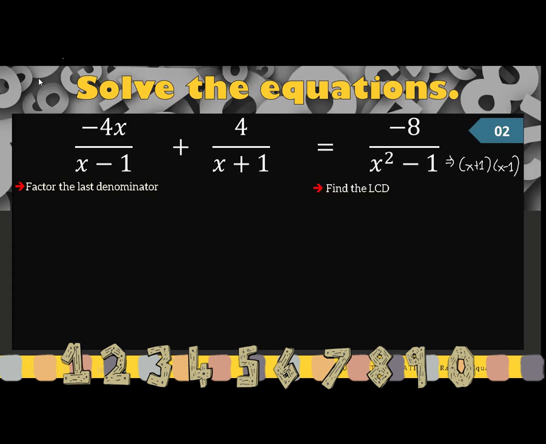Now, after factoring the last denominator, we need to find the LCD. For our first rational expression, we are given x minus 1, which is also the factor for x squared minus 1. The second denominator is x plus 1, which is also one of the factors for x squared minus 1. In this case, the final LCD will be x plus 1 and x minus 1.